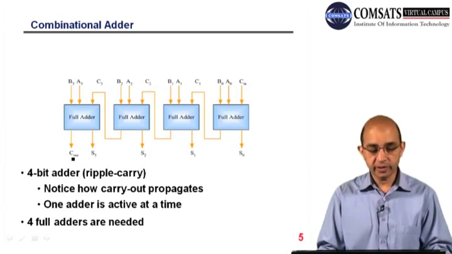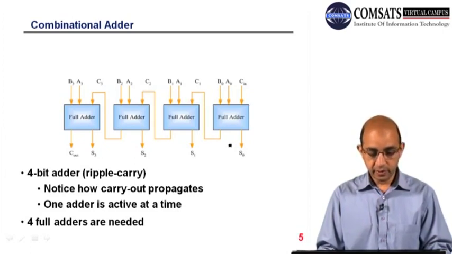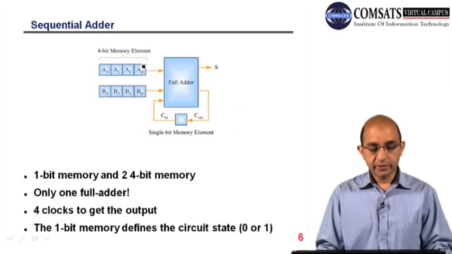So this is the combinational circuit, and you can see the difference. Here we don't have any memory, and we don't have any control signal. So this is the sequential order adder.